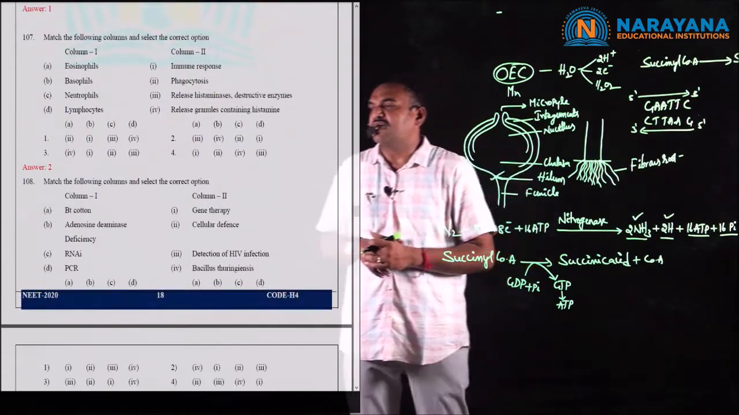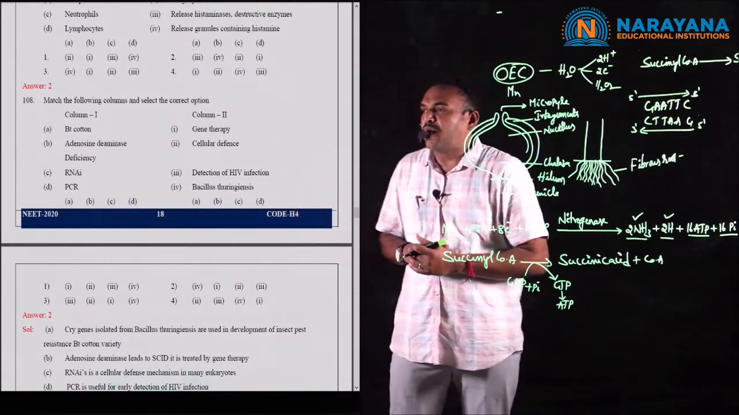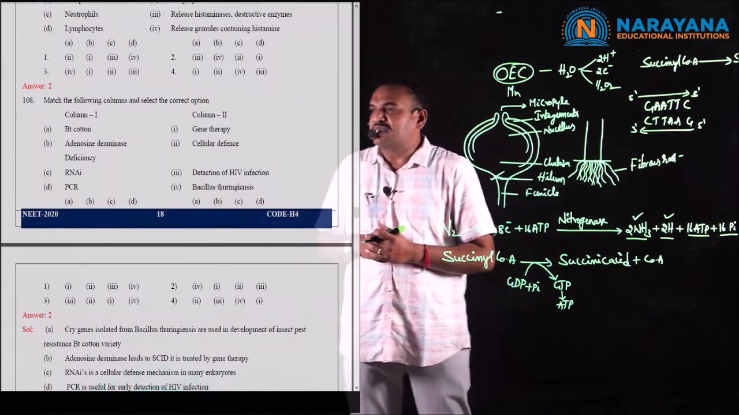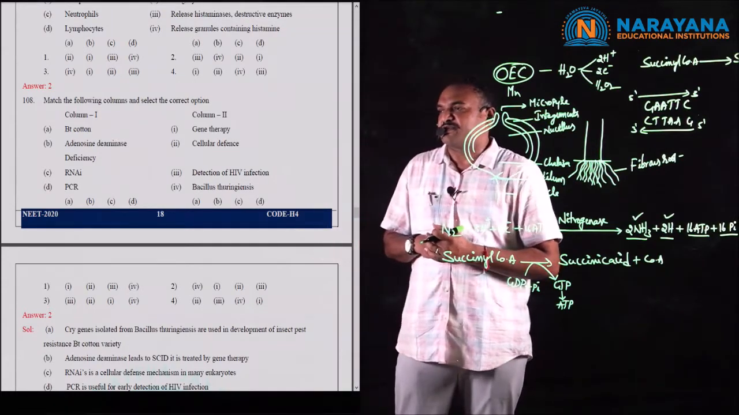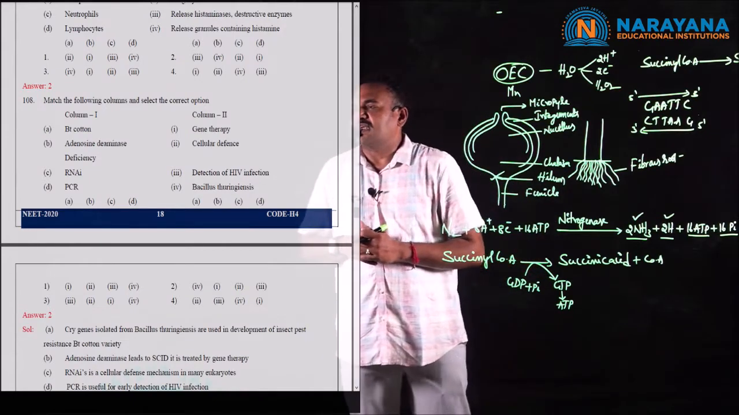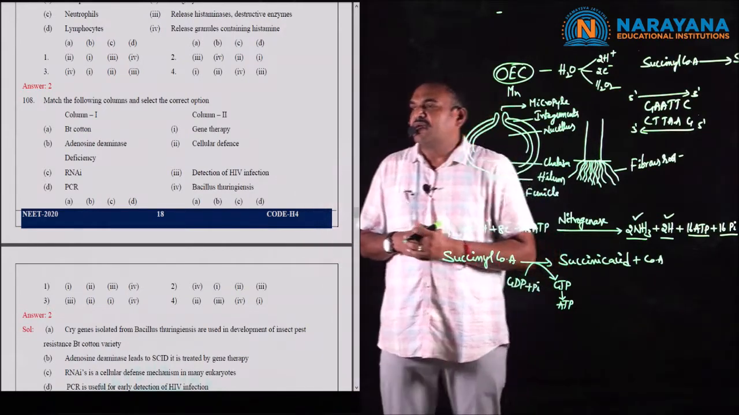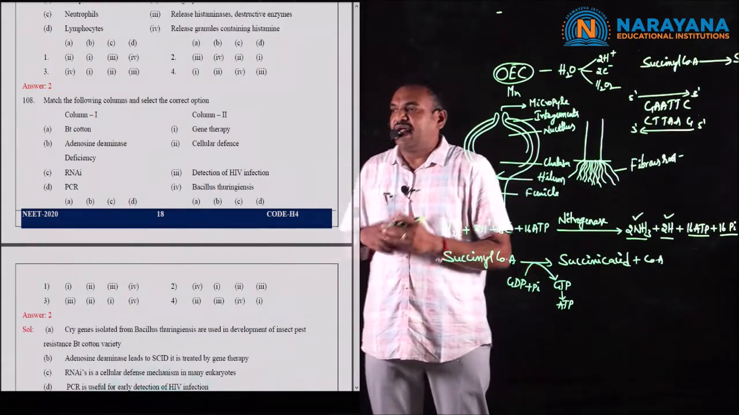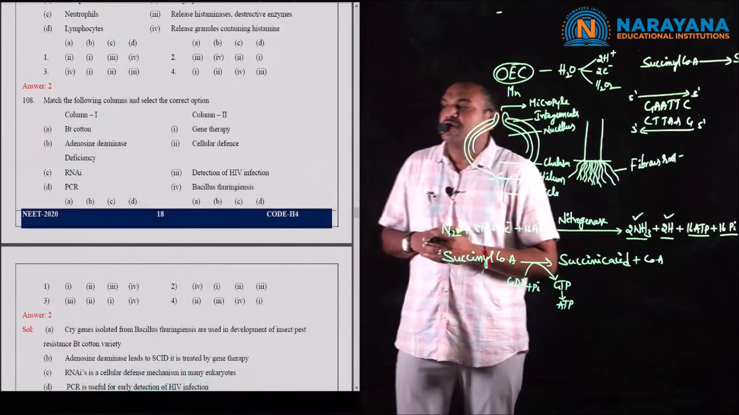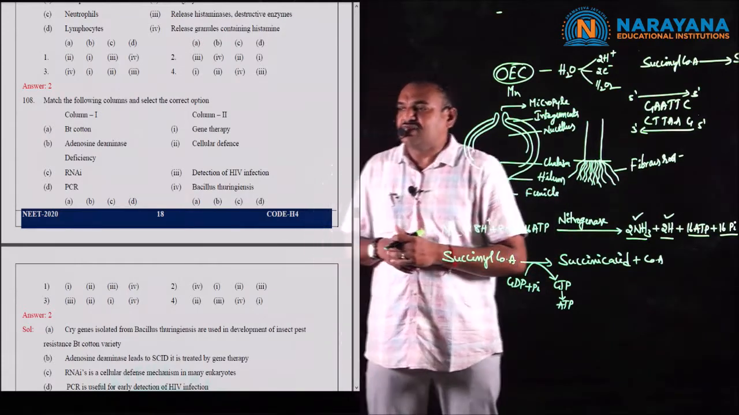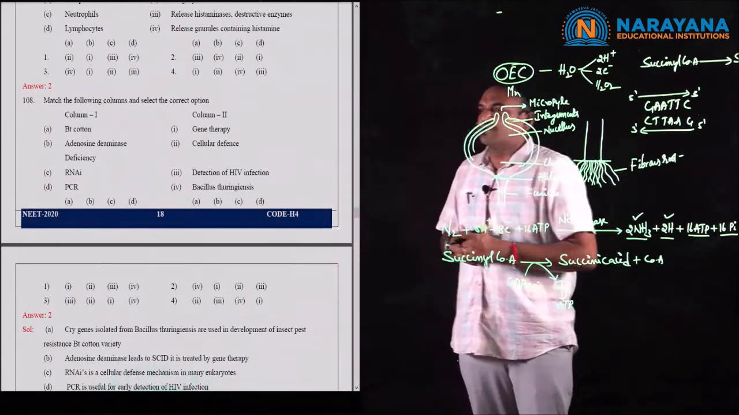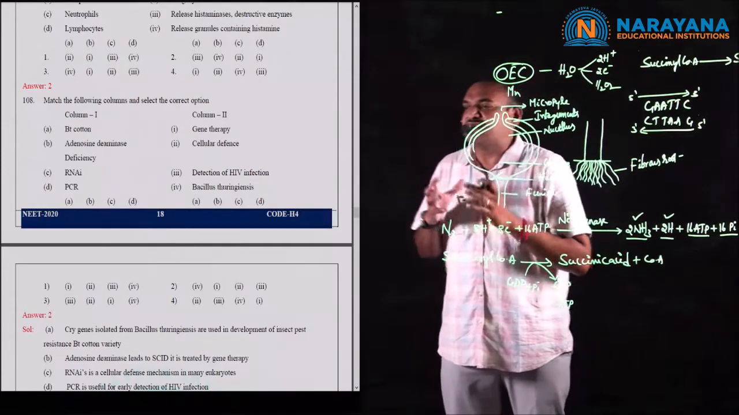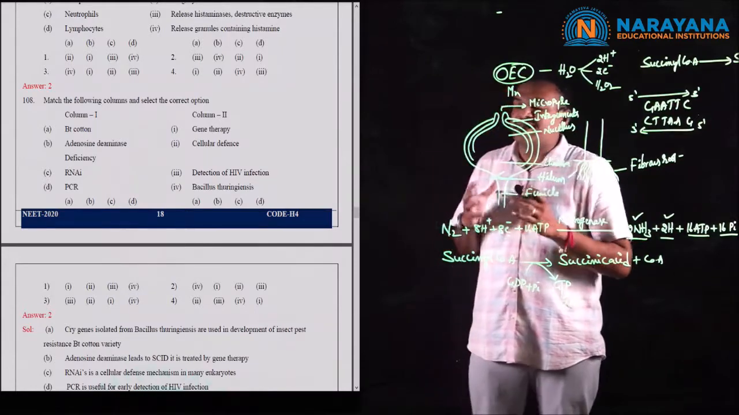And question number 108. Match the following columns and select the correct option. So column 1, first A, Bt cotton, B, adenosine deaminase deficiency, C, RNAi, and D, PCR. Column 2, first option, that is Roman 1, gene therapy, and Roman 2, that is cellular defense, Roman 3, detection of HIV infection, and Roman 4, Bacillus thuringiensis.